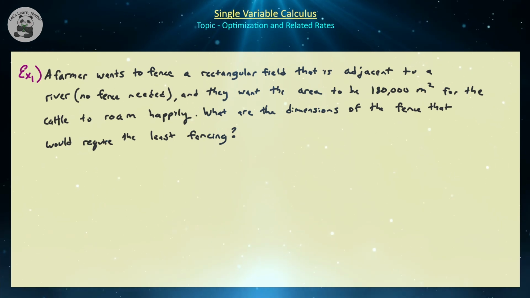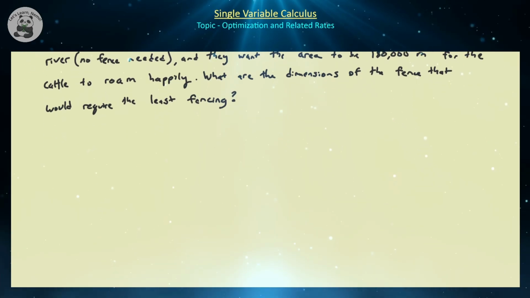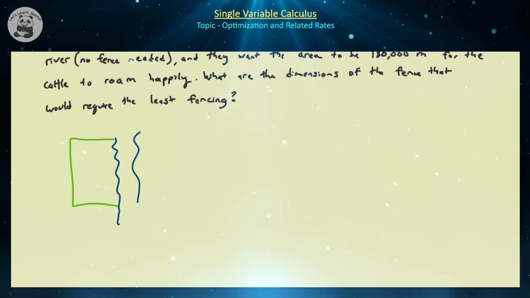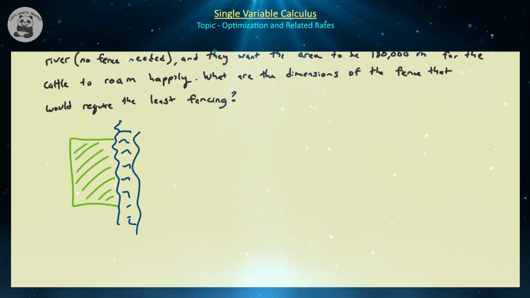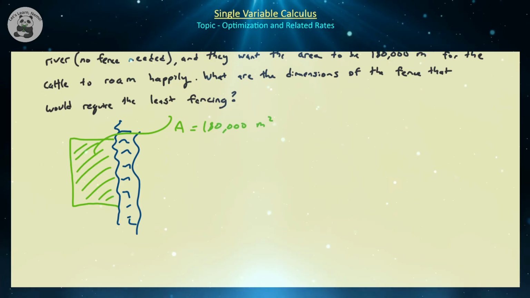So, every time you have a geometric problem, sometimes it might be easier to start off by drawing a picture. In this particular scenario, we have some field, and it's going to have some fencing around it. Let's assume that this field is adjacent to a river. So this is our river, and this is our field. We want the area for this field, A, to be equal to 180,000 square meters, but we don't know the dimensions of this particular field. And since it's rectangular, we can assume that these corners are 90 degrees.